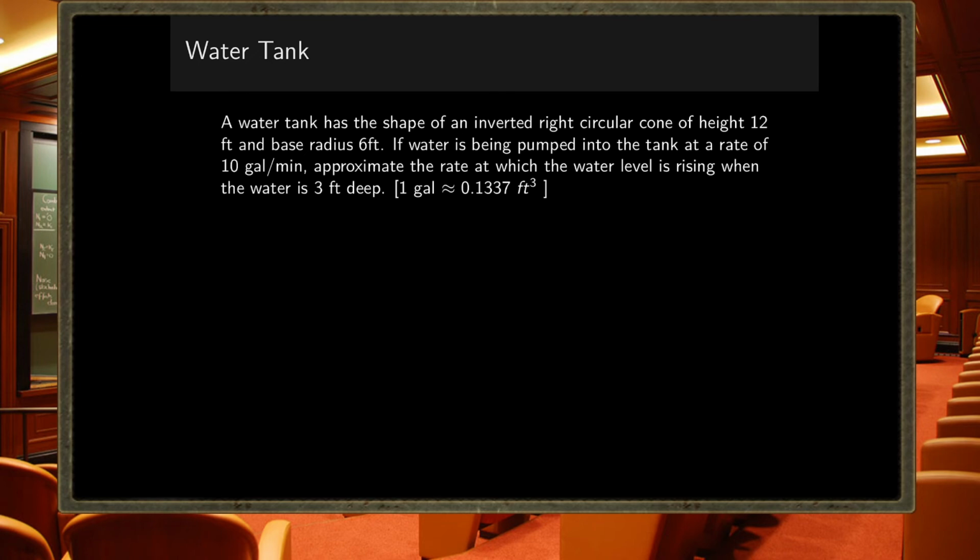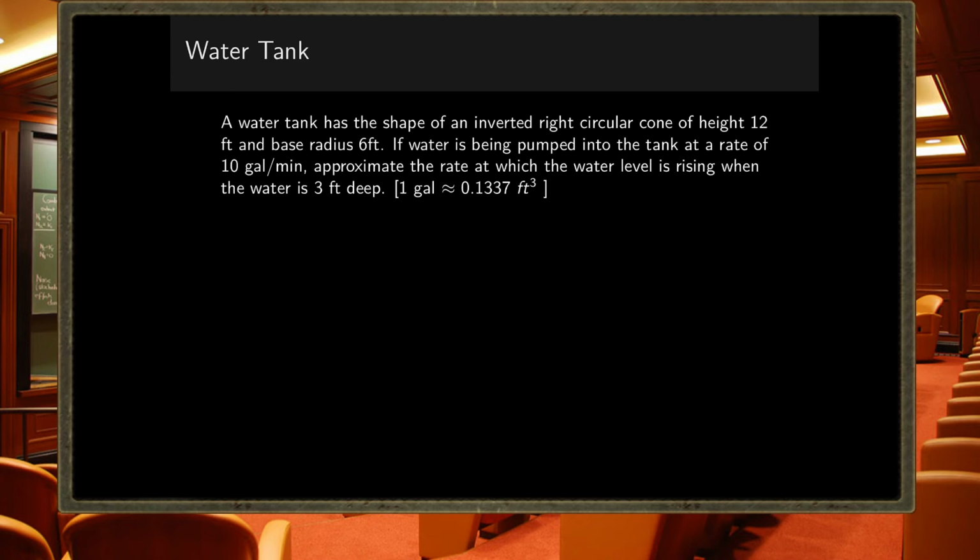A water tank has the shape of an inverted right circular cone of height 12 and base radius 6 feet. The water is being pumped into the tank at a rate of 10 gallons per minute. Approximate the rate at which the water level is rising. Again, it seems like you don't have much to go on until you get a sketch going.